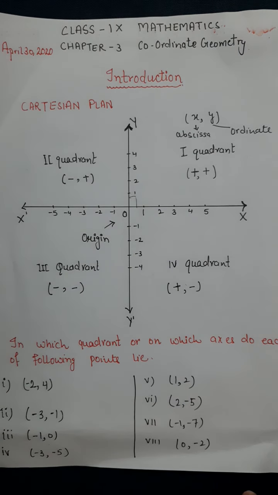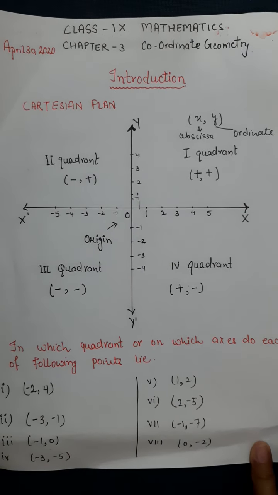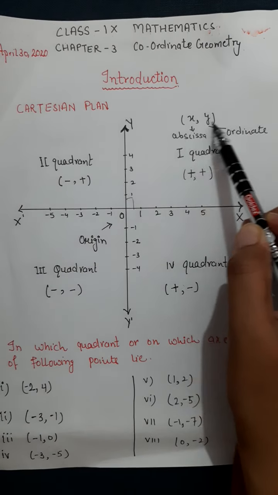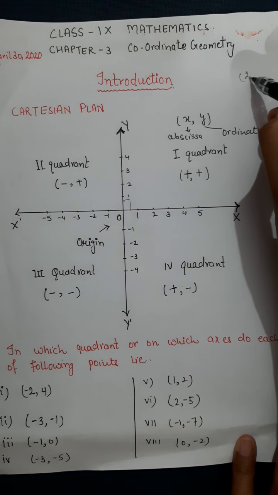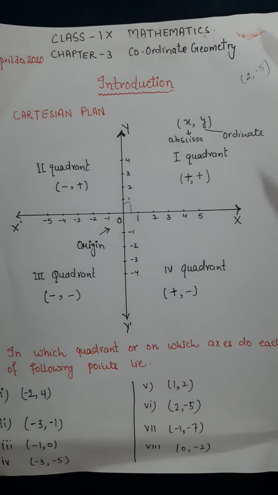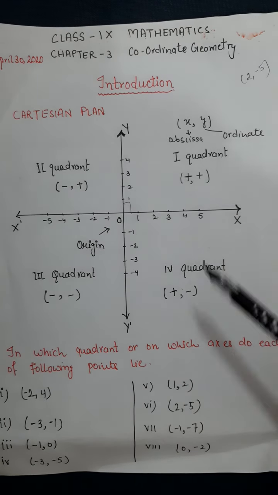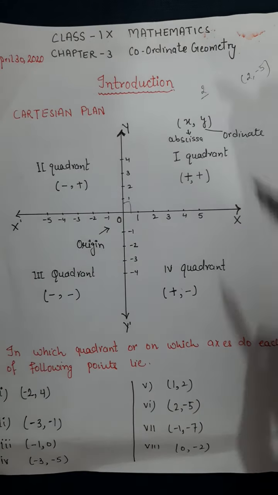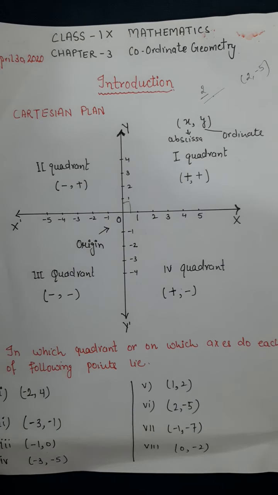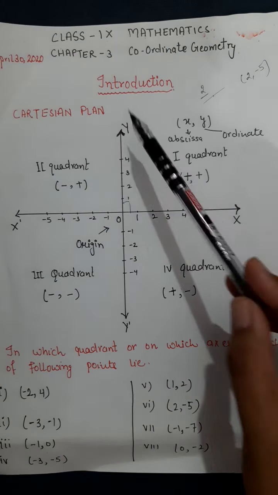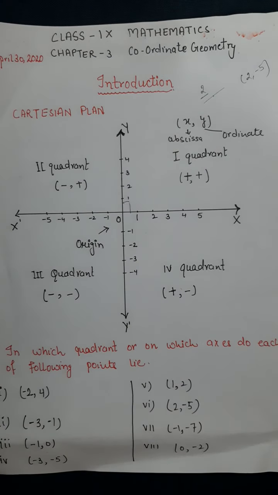What do we do with this Cartesian plane? This Cartesian plane is used to present numbers like 2 comma minus 5, coordinates, you can say. To present the coordinates we use the Cartesian plane, because a single number is presented on a number line, 2 we can present on a number line. But what if we have a pair of coordinates like this, then we draw the Cartesian plane.